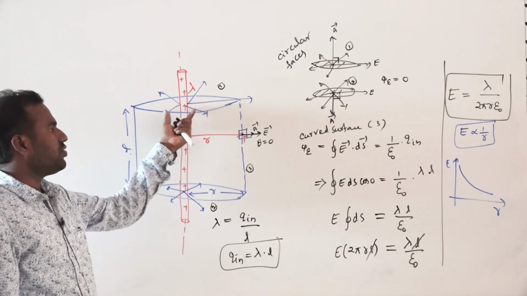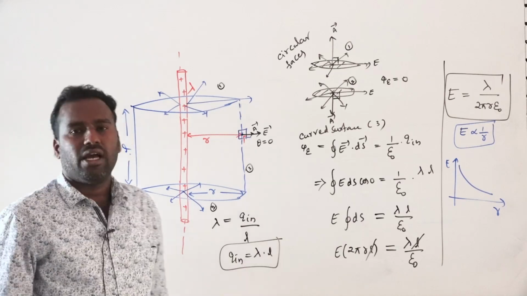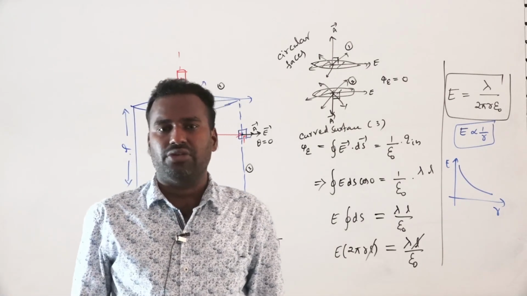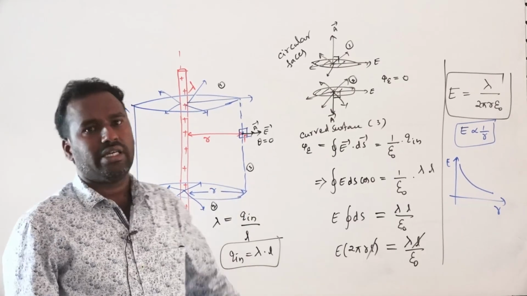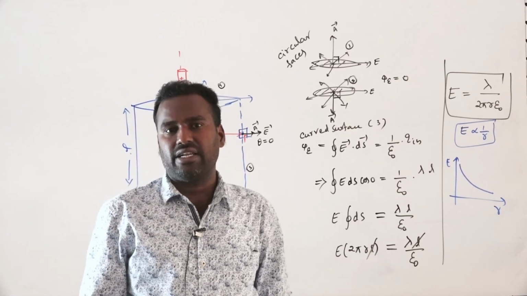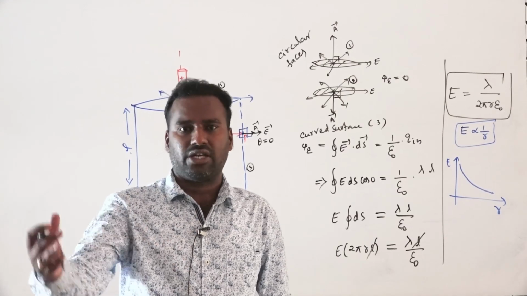We constructed the Gaussian surface as a cylinder, and this is the basic idea. In my next video, I am going to continue with the electric field intensity due to a hollow cylindrical charge distribution or solid cylindrical charge distribution. Thank you.